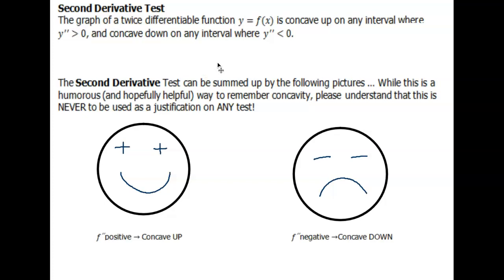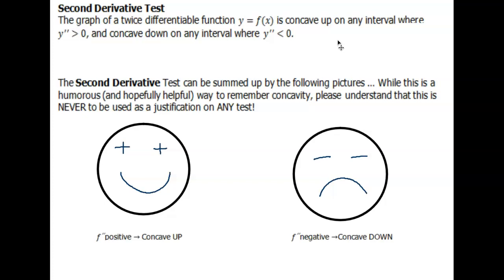And the second derivative test says that the graph of a twice differentiable function is concave up on any interval where the second derivative is positive, and it's concave down on the interval where the second derivative is negative. The second derivative test can be summed up by the following pictures.